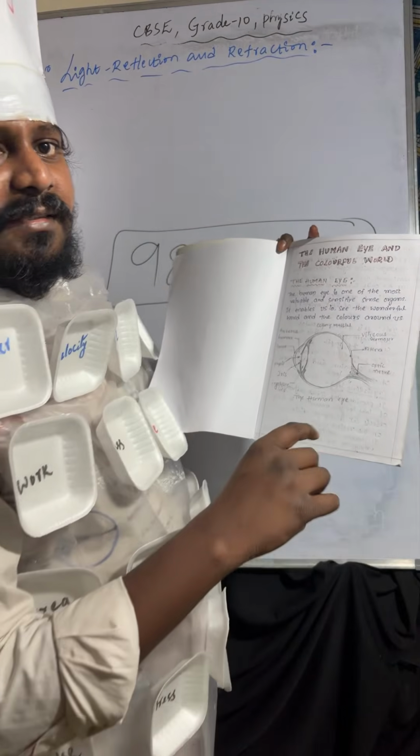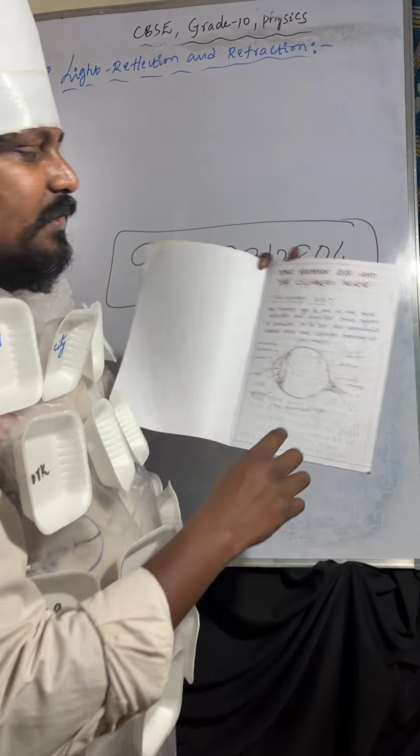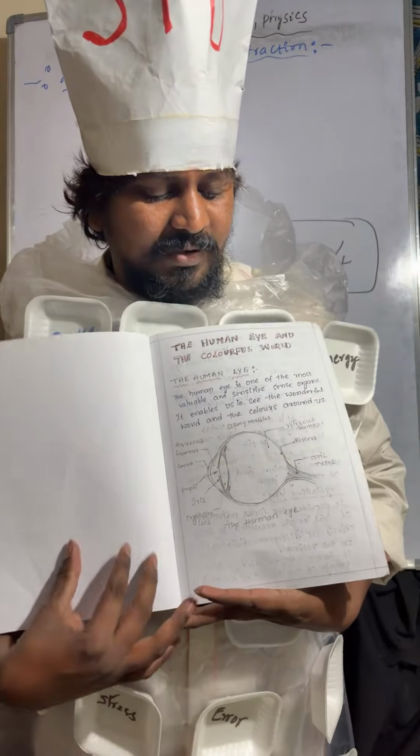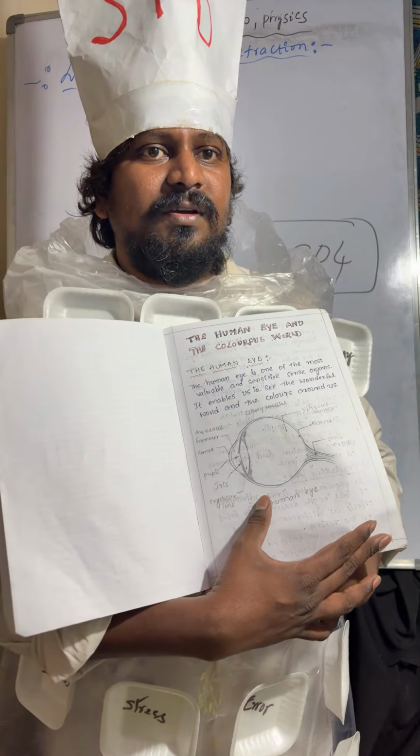So I will show you one example. This is the human eye and colorful world. So I only wrote this with my own hand. Okay. So the diagrams, everything, you can observe the diagrams also on the board.